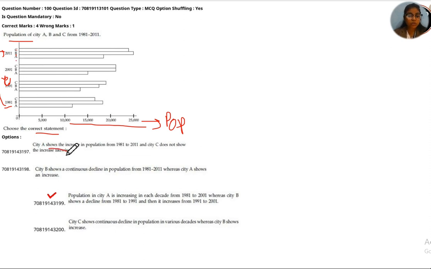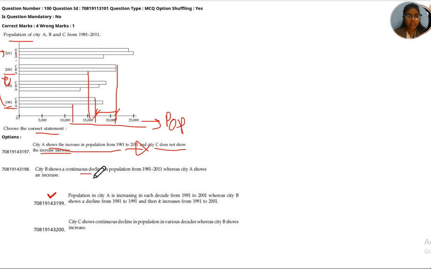Okay. The city A shows the increase in population from 1981 to 2011. 1981 and 2011, city A shows increase in population. Okay, where is city A? City is over here, somewhat over here. Fine, city A is showing the increase. Okay, this is correct. And city C does not show the increase likewise. Okay, now we will look for the city C. Where is city C? City C is over here. This one and this one. City C is also showing the increase. Okay, that's why option A is wrong, because it is only half correct and half wrong. So the whole statement will be wrong.